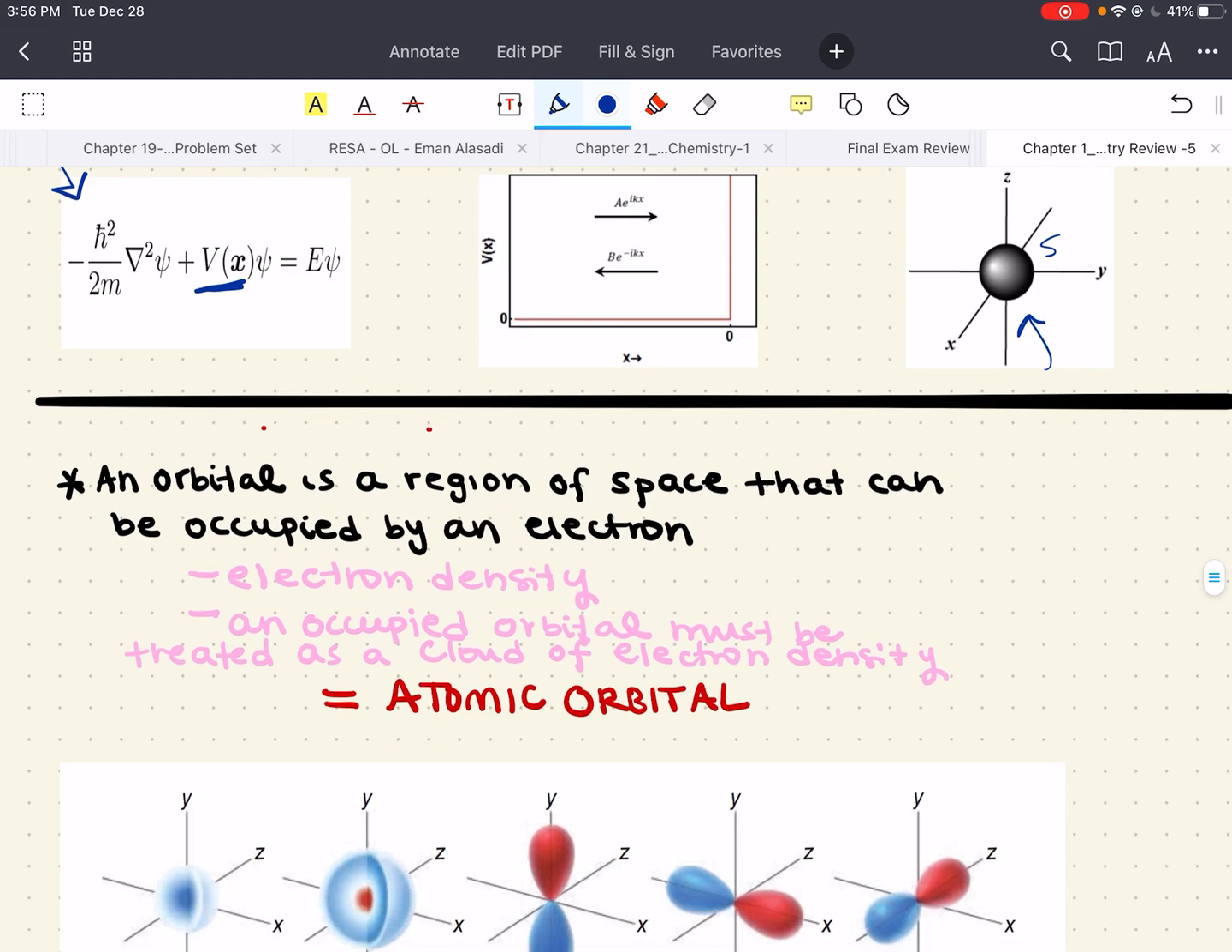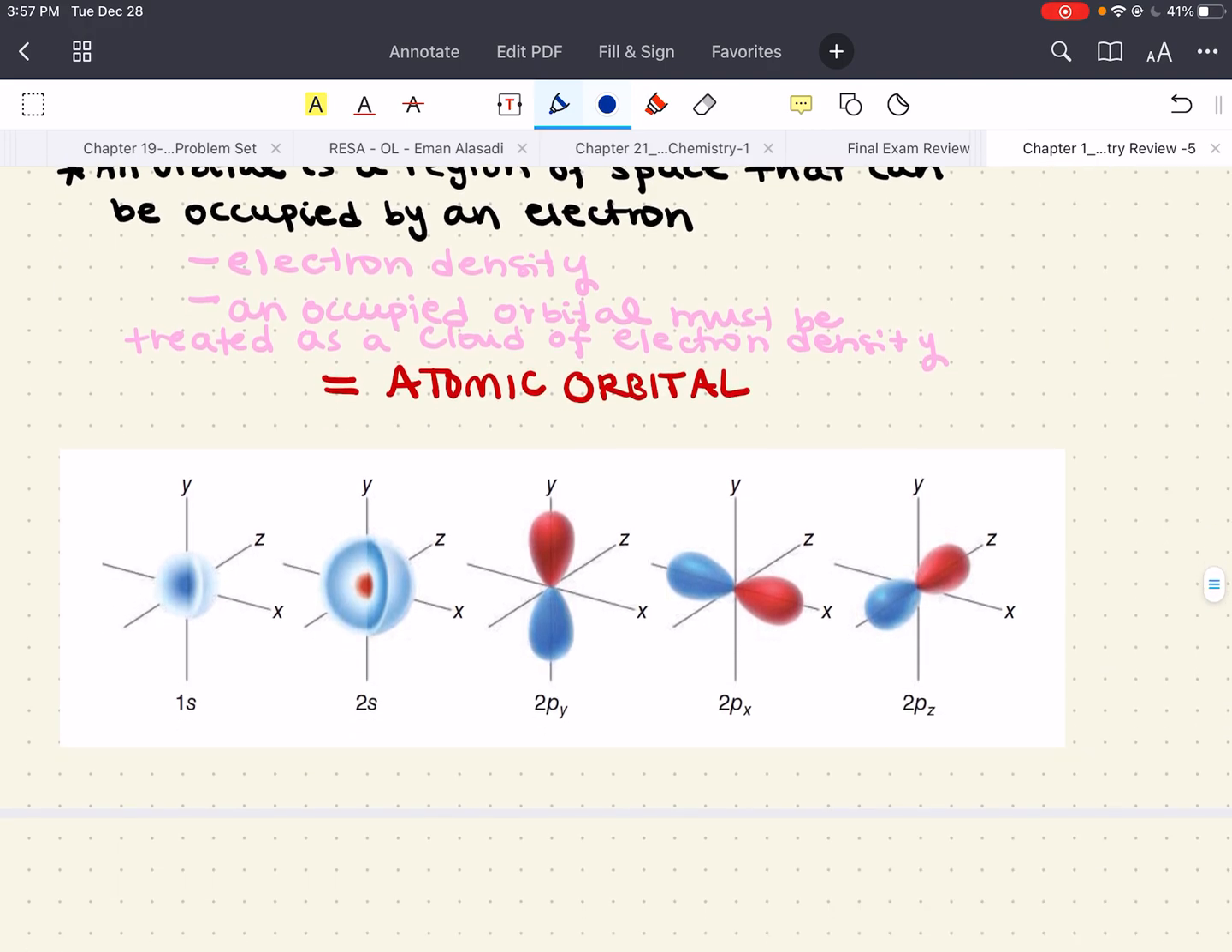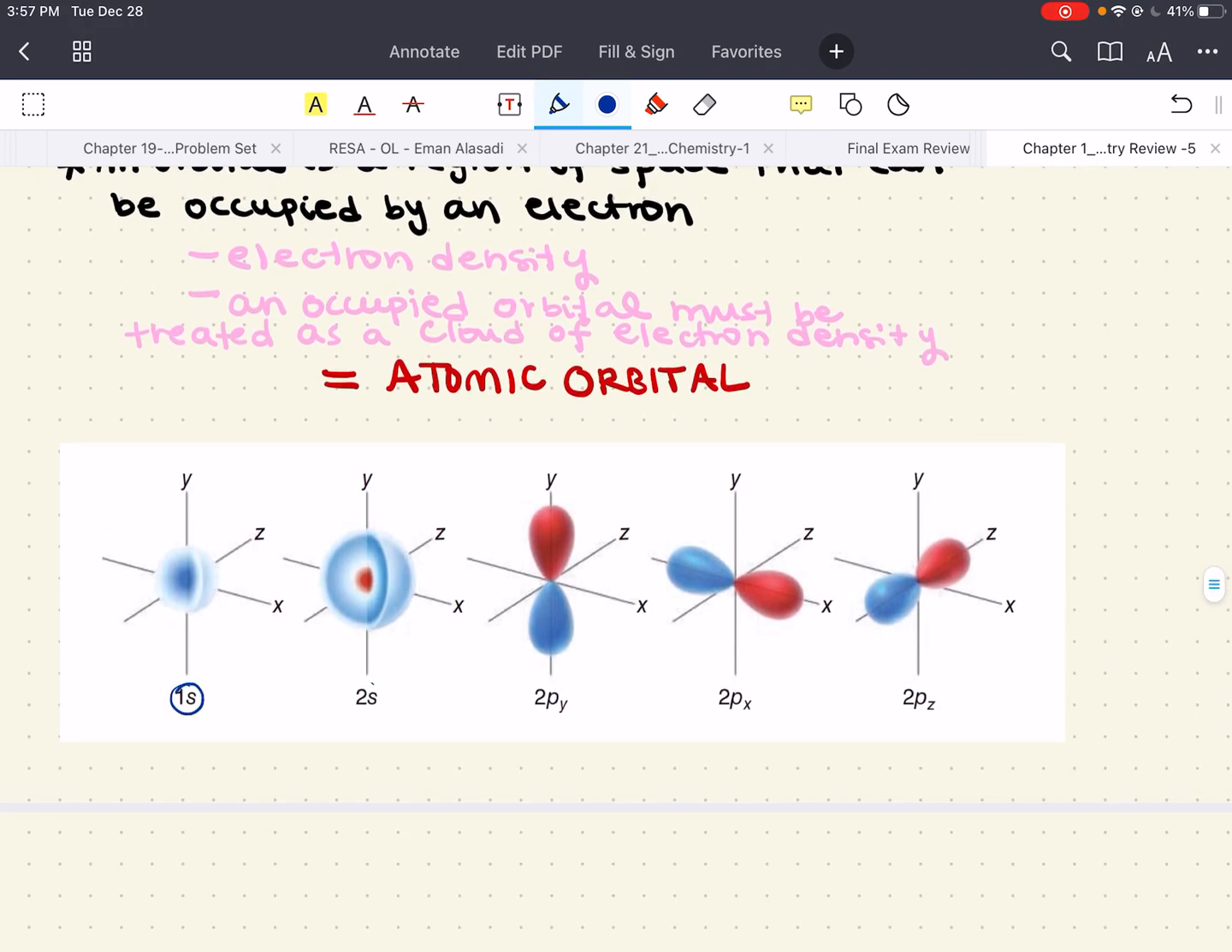Now, just to reiterate, an orbital is a region of space that can be occupied by an electron. And the energy of an electron depends on the type of orbital that it occupies. In other words, an orbital is a region of space that can be occupied by an electron. A cloud of electron density is a really good way of thinking about it. And here you see a 1s orbital, a 2s orbital, and your three 2p orbitals.